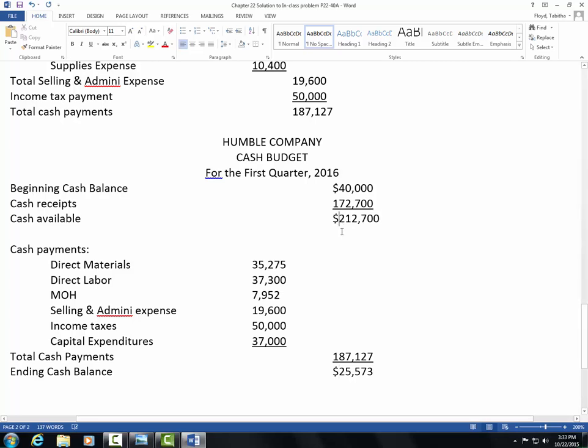And that number is a positive number, so that means that we are able to finance our own operations for this quarter. We didn't have a shortfall, so we don't have to borrow from the bank to make up that difference. We had enough cash on our own to cover all of our expenses, so we could finance our own operations. And that is the cash budget.